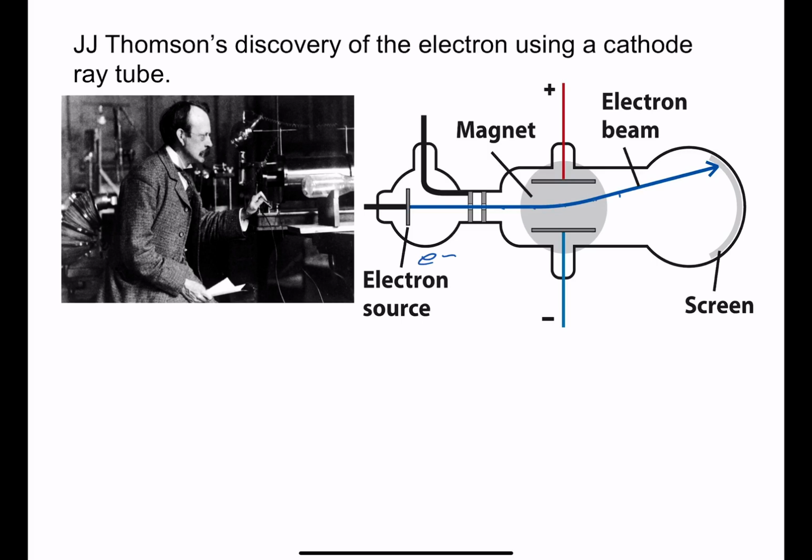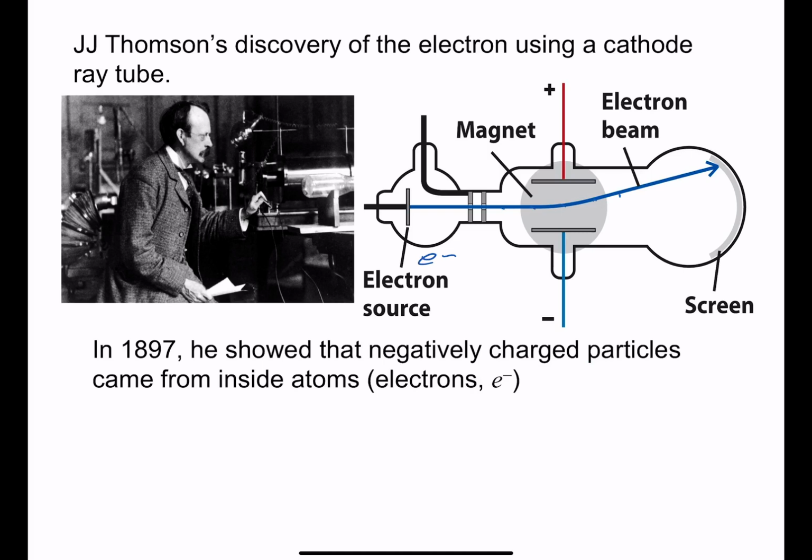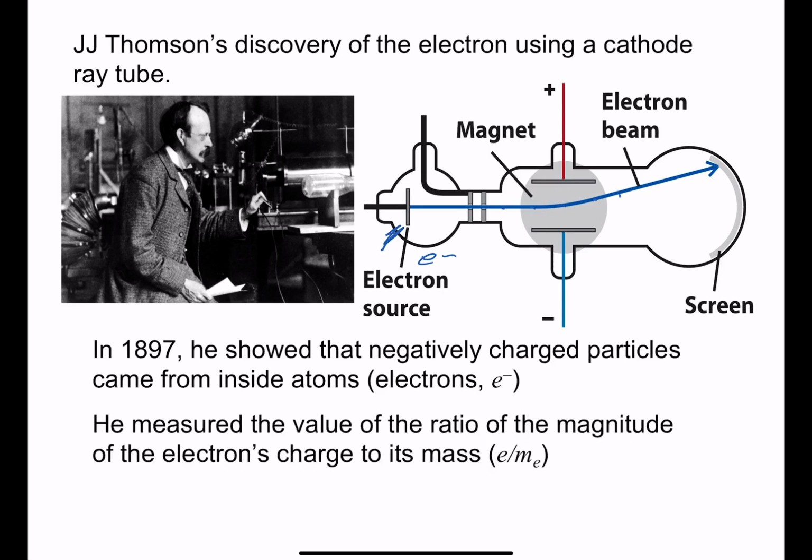And what he discovered in 1897 was that these negatively charged particles came from inside of atoms. So he put different metals here as his electron source, energized them, and found that all of them contained negatively charged particles that could be accelerated through this magnet. He also measured the ratio of the magnitude of the electron's charge to its mass, or its charge to mass ratio, and found that it was less than 1,000th that of a hydrogen atom. So he knew these particles were very small.